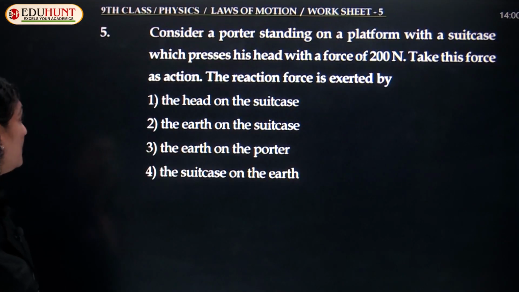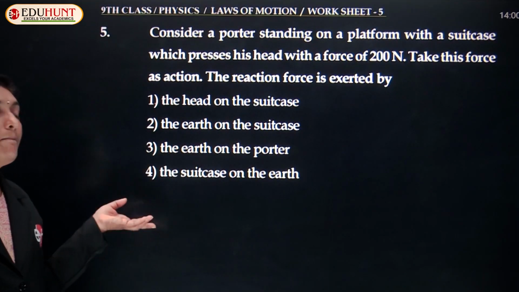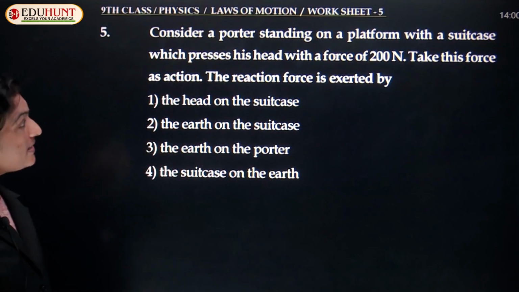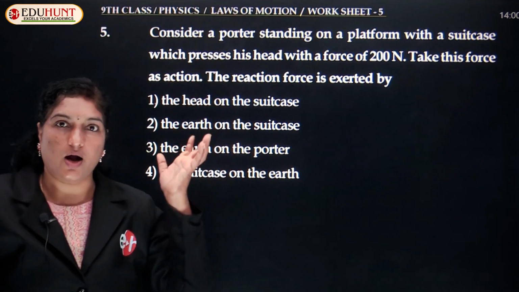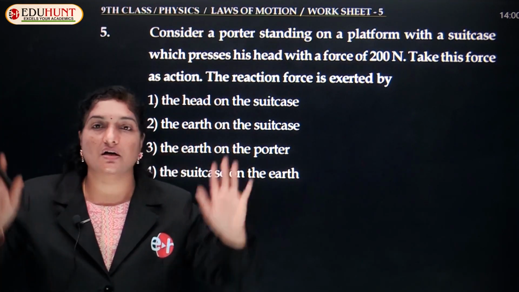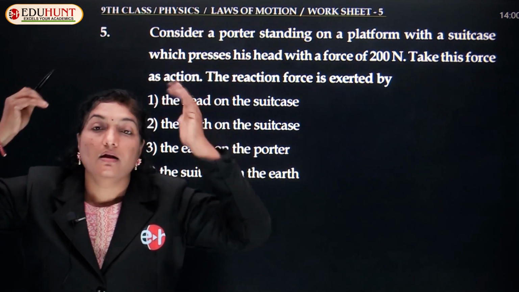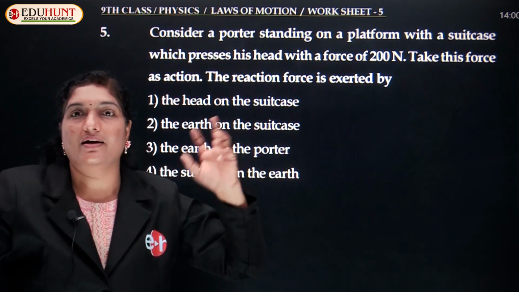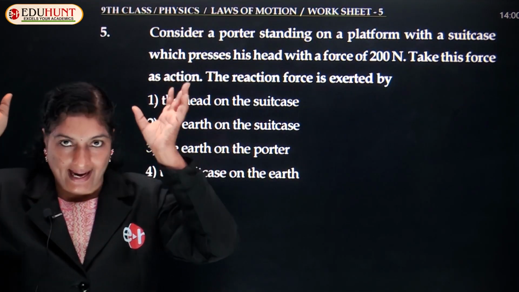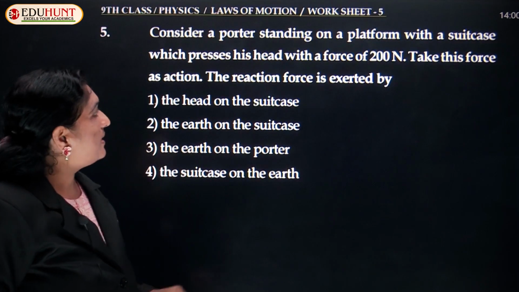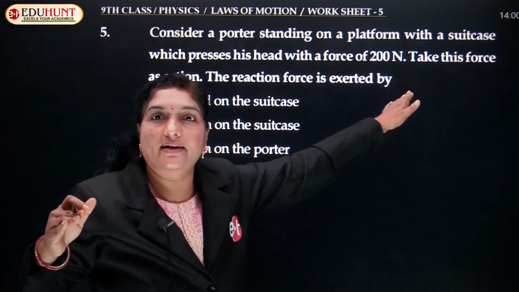Moving ahead with question number 5. Consider a porter, you know porter? Standing on a platform with a suitcase which presses his head with a force of 200 newtons. Here is a porter holding a suitcase on his head. You know railway coolies, they carry our luggage. This suitcase presses his head with a force of 200 newtons.